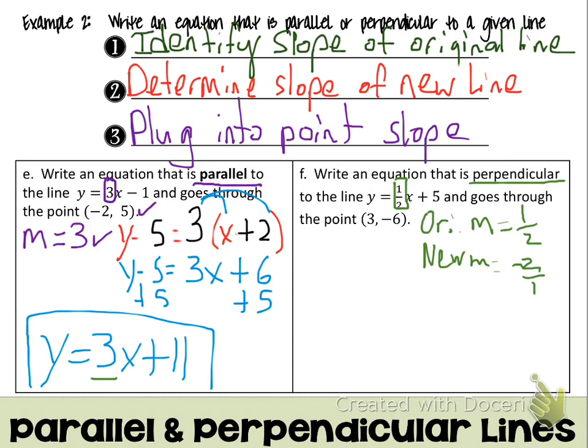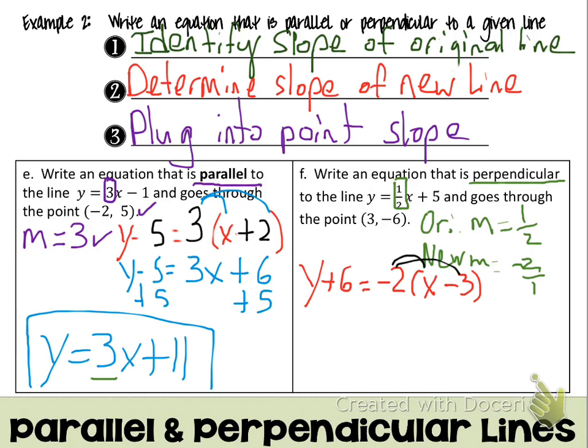So I'm going to use point-slope form because I have a point and I have a slope, and I'm going to plug in. So I'm going to have y minus y1, which is -6. So I'm going to have a minus negative that's going to make a +6, equals, my slope is -2. I don't need the 1 under it. X minus 3. Now let's solve that one for y.